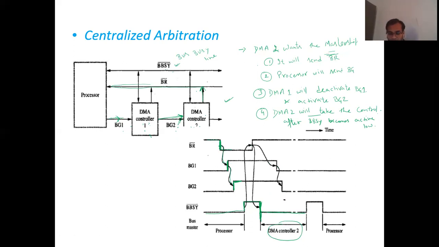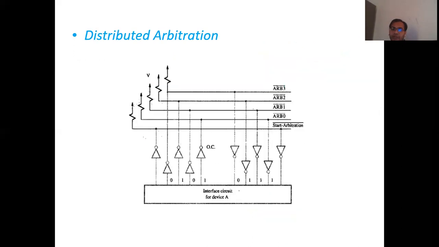Okay, another method that is used in computer systems is distributed arbitration. In the distributed arbitration method, the processor is not involved in selecting the mastership. What is happening is that all the DMAs, or all the devices, communicate with each other and decide who will take the bus mastership. There is no role of the processor, and no centralized unit to select the bus master.